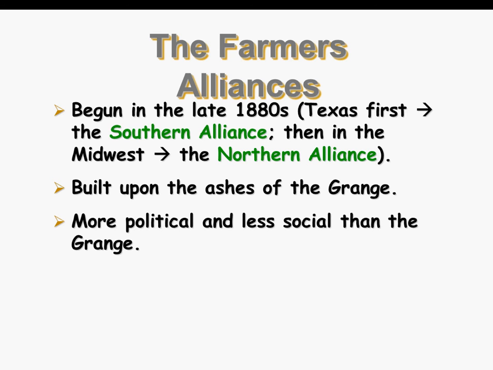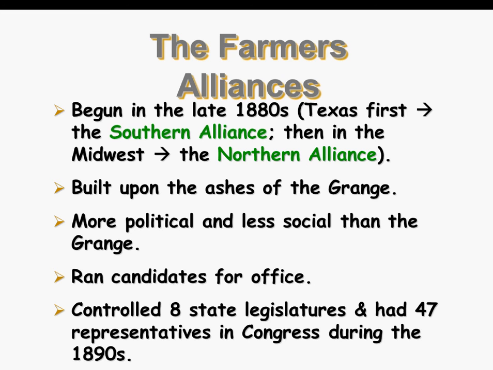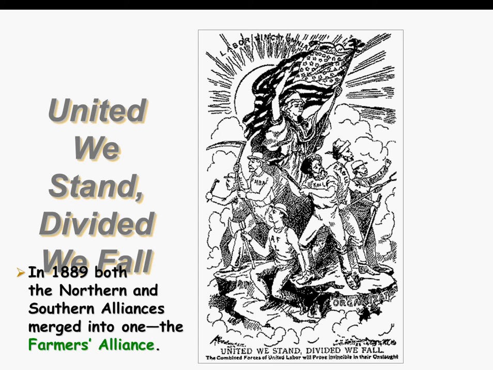Most political and less social than the Grange, they ran candidates for office, and they're going to be very successful in the West in terms of electing congressmen. They'll never be able to elect a president. They will always be a third party in American politics. At one time, they controlled 8 state legislatures, and they had 47 representatives in Congress in the 1890s. So this is a pretty significant number of congressmen. One of its mottos was, "United we stand, divided we fall."